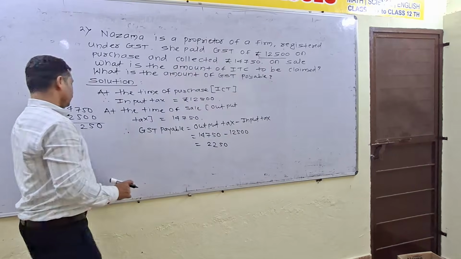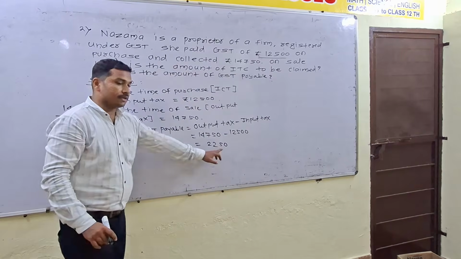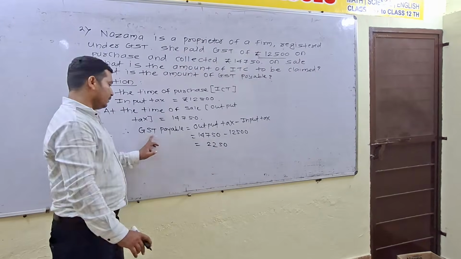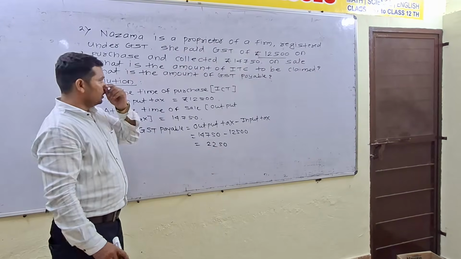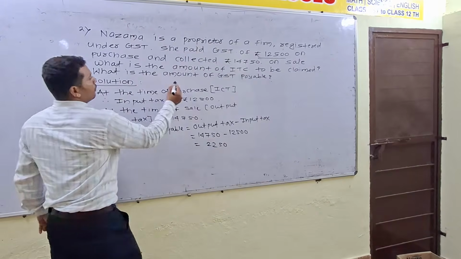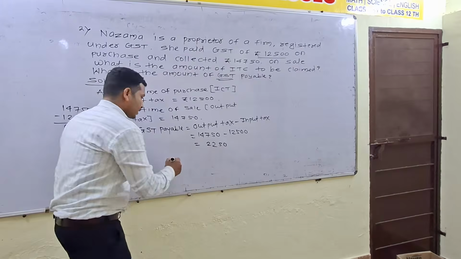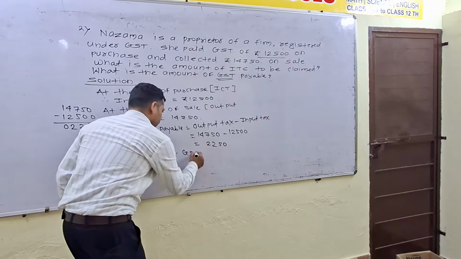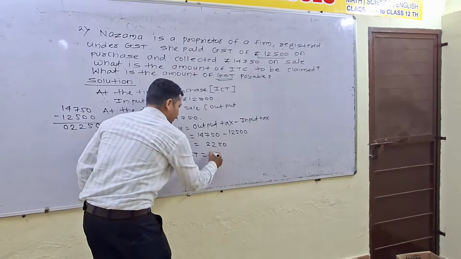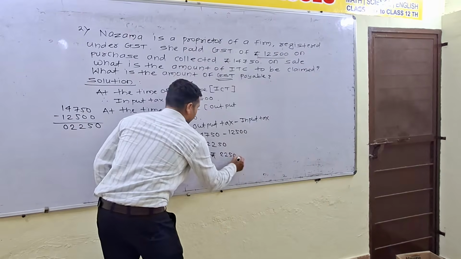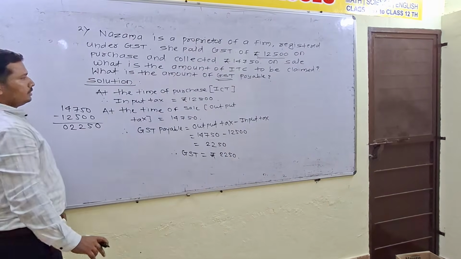You get the answer 2,250. So 2,250 is the payable GST. What is the amount of GST? That is why I write down here again: GST is equal to rupees 2,250.